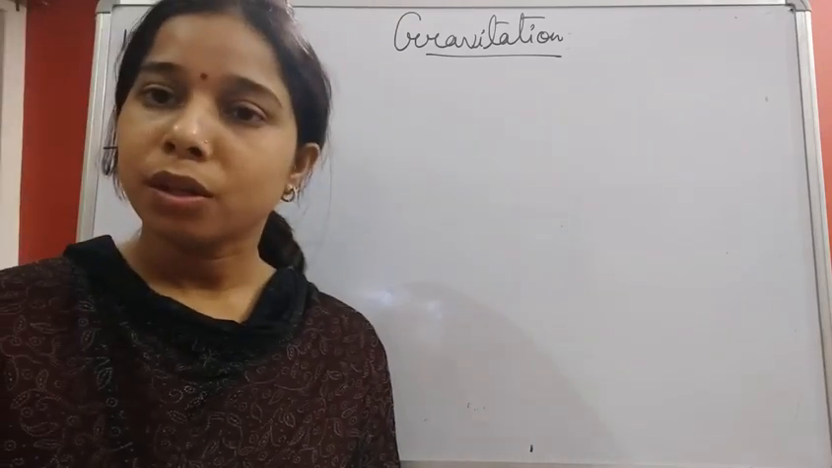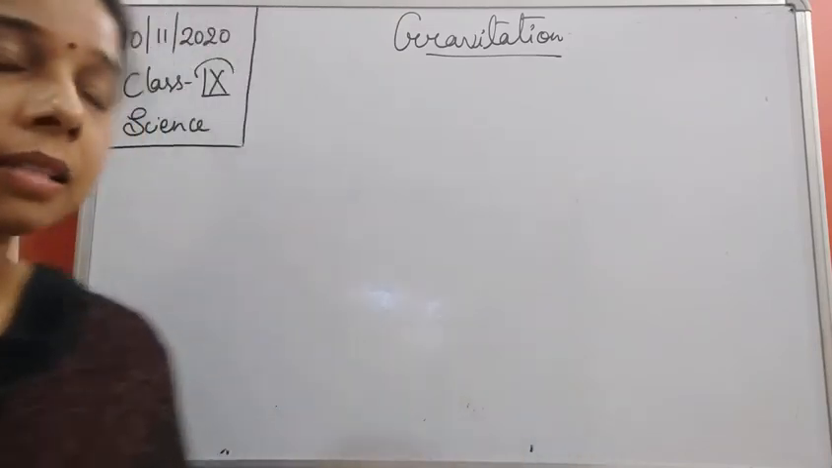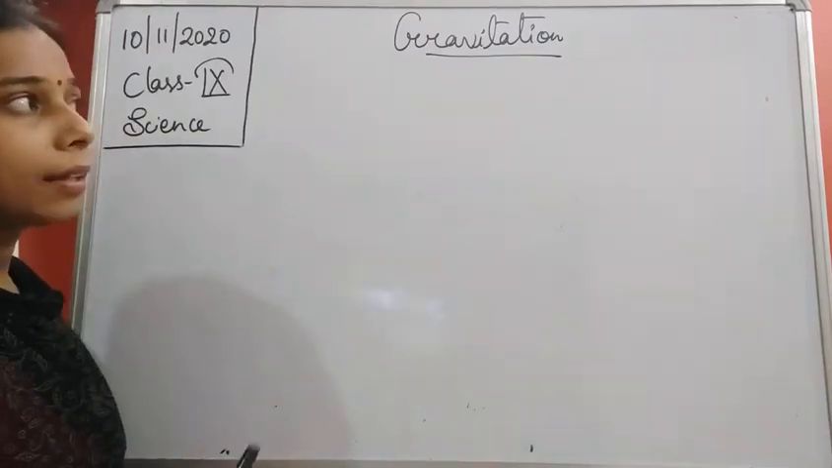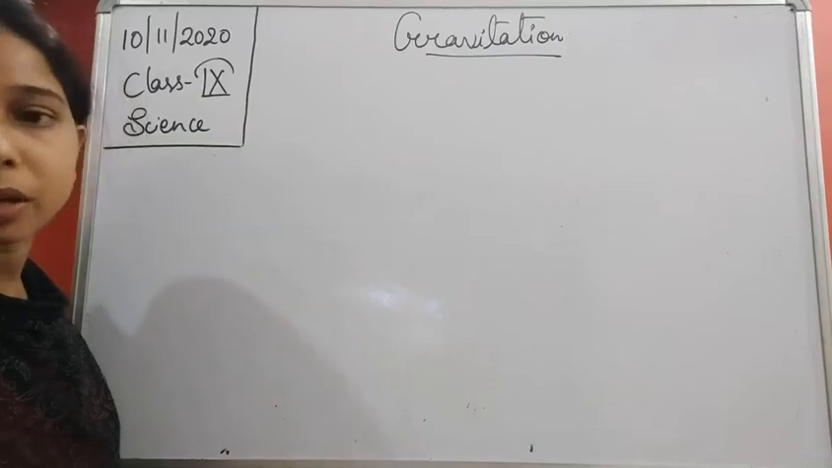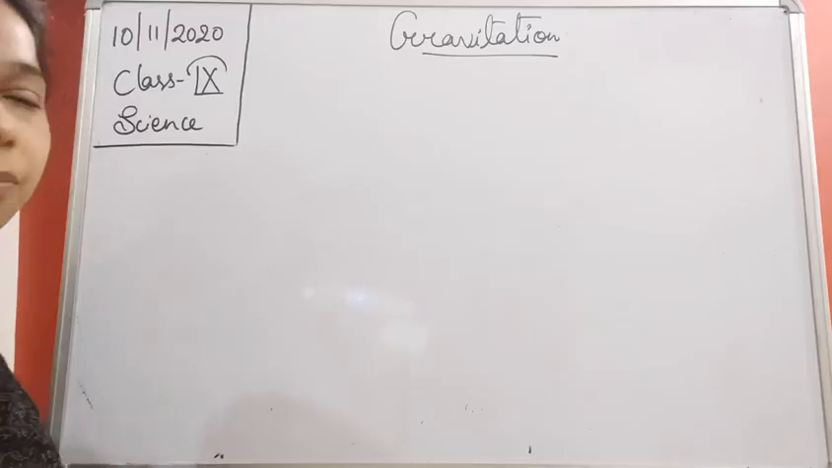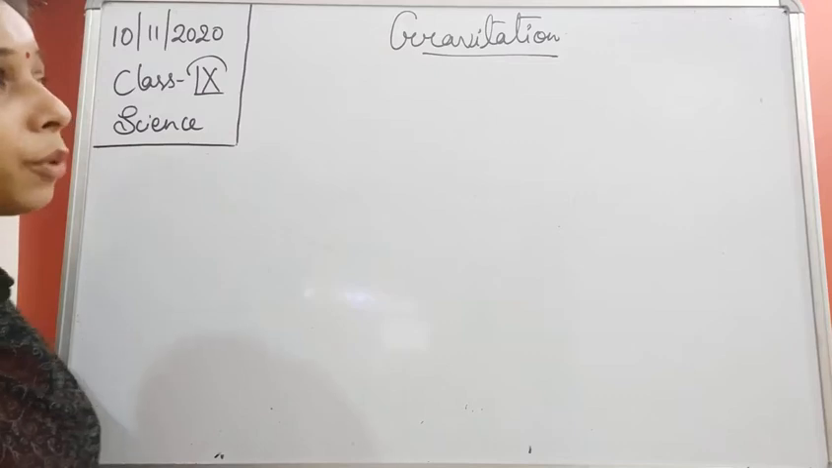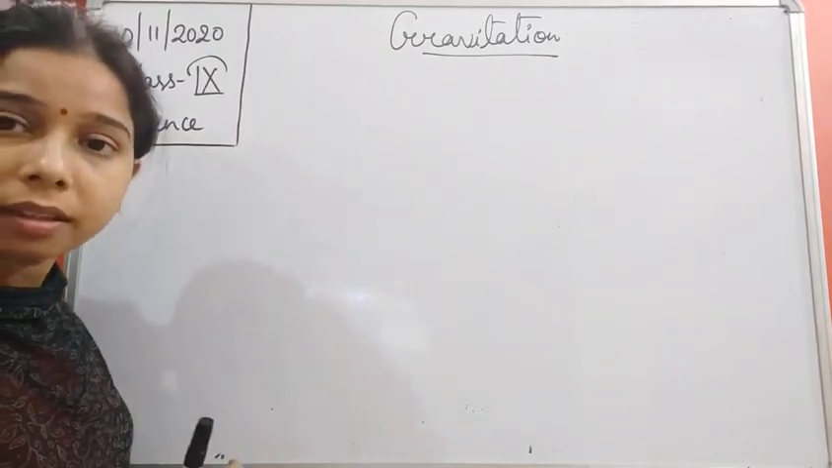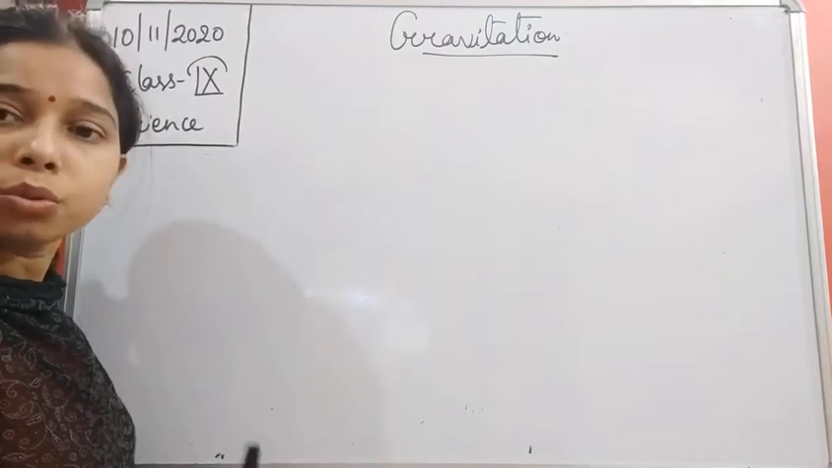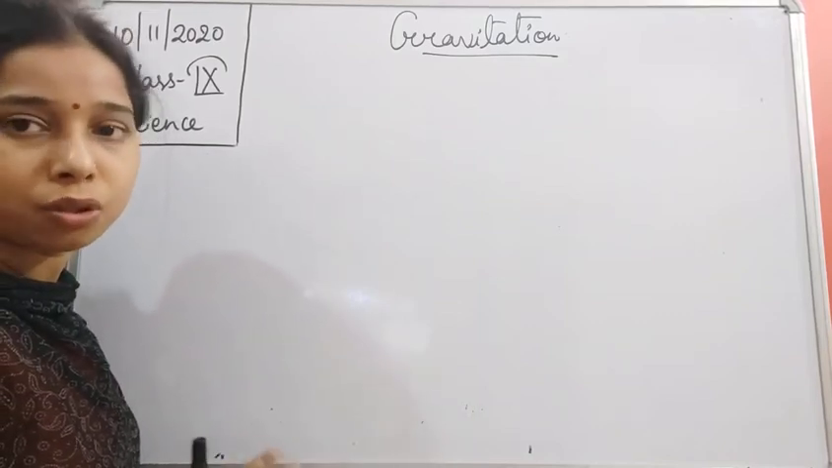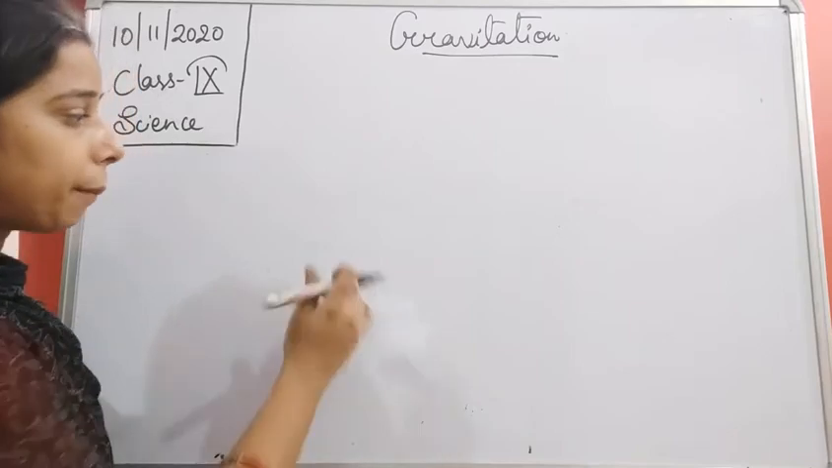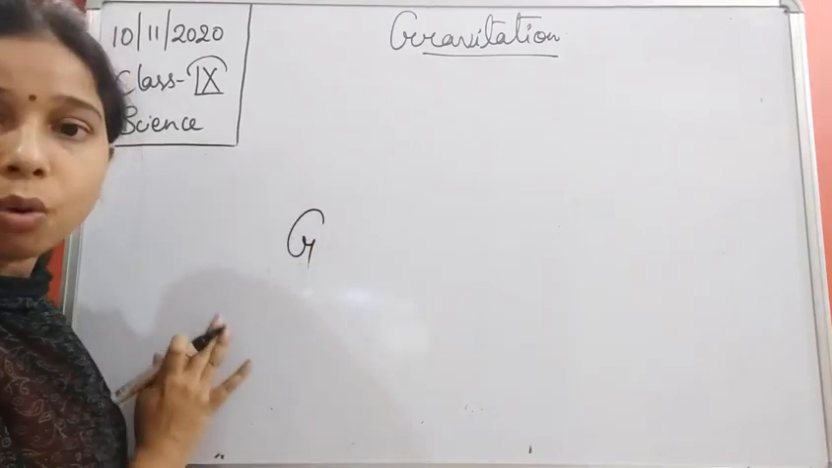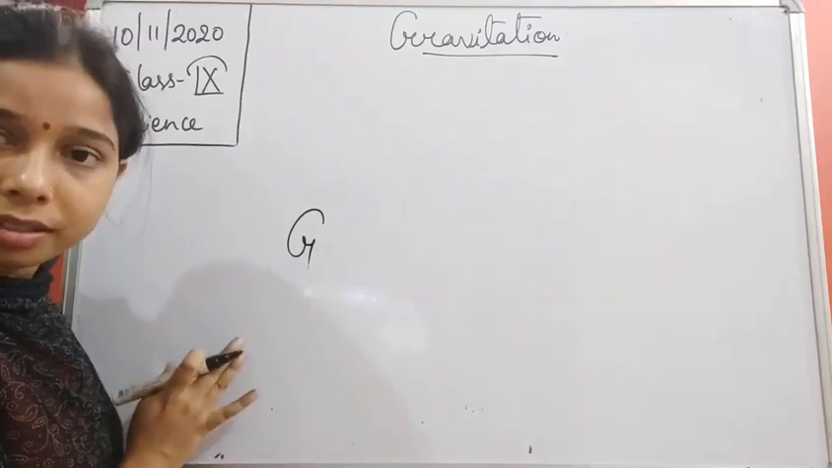Hello students. In the previous class, we completed the chapter on gravitation and the topics related to it. We discussed what gravitation is, what universal gravitation is, and how we represent the universal gravitational constant, which is capital G, as well as its value.